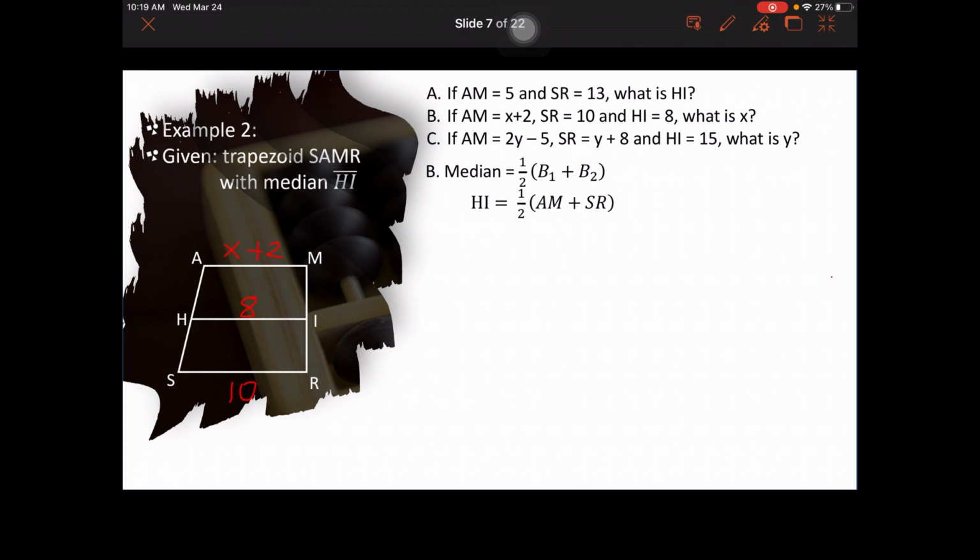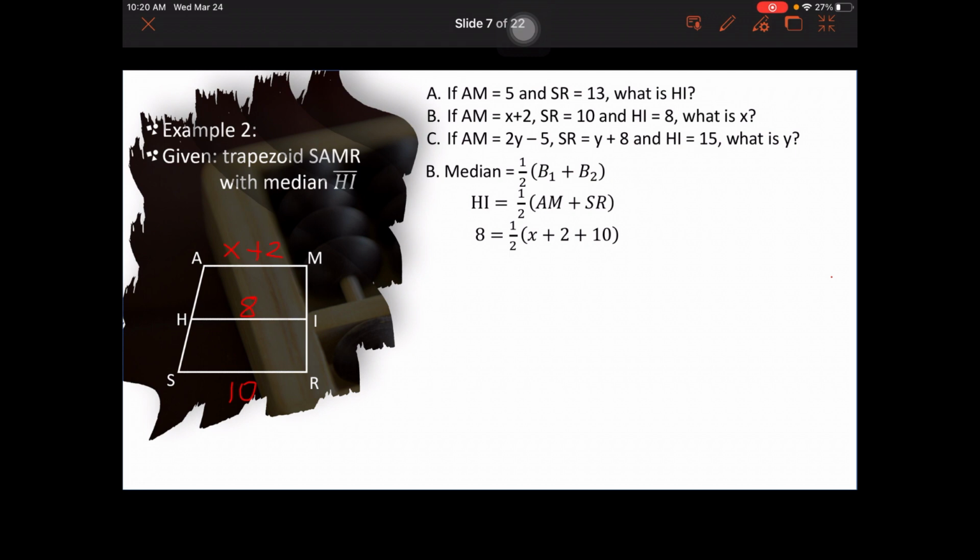Now, ganun po, ilalagay lang natin o isa-substitute natin yung median as HI. Base of 1 is the segment AM and base of 2 is the segment SR. Substitute the following values. HI is equal to 8. Segment AM is equal to X plus 2 and the segment SR is equal to 10.